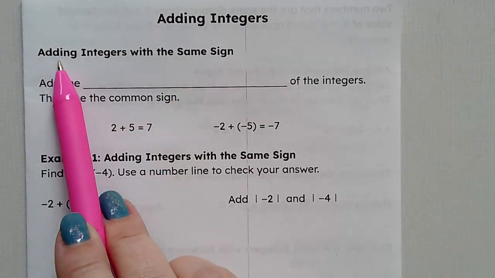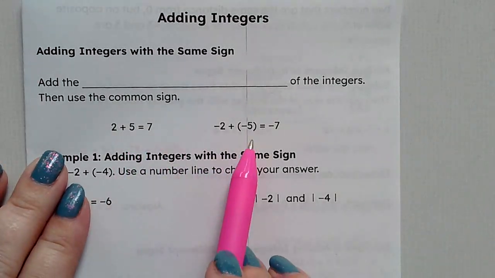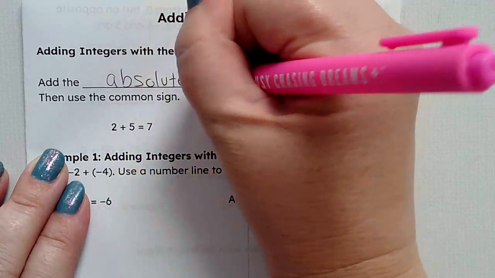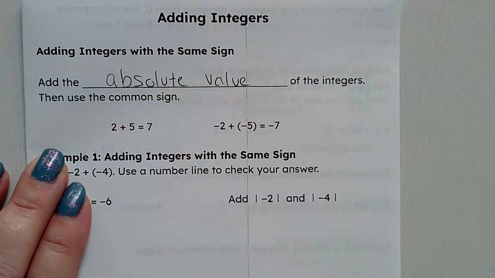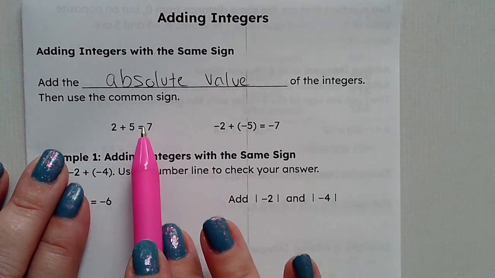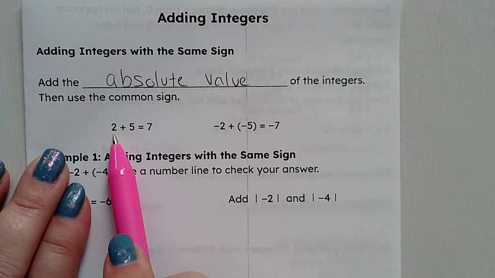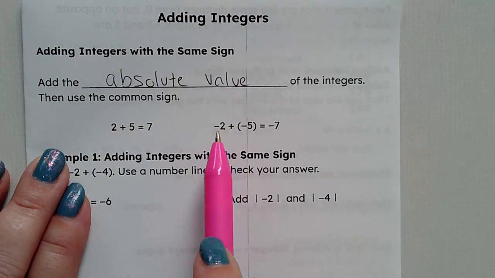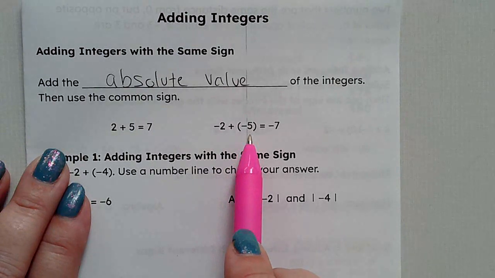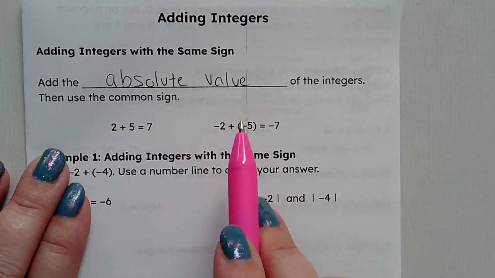Okay, so first, if we are adding integers with the same sign, so they're both positive or both negative, we're going to add the absolute value of the integers. So we're going to find the absolute value of 2, the absolute value of 5, add those together, and then use the common sign. So the absolute value of 2 and the absolute value of -2 are both 2. The absolute value of 5 and -5 are both 5. So either way, +2 plus +5 is +7.